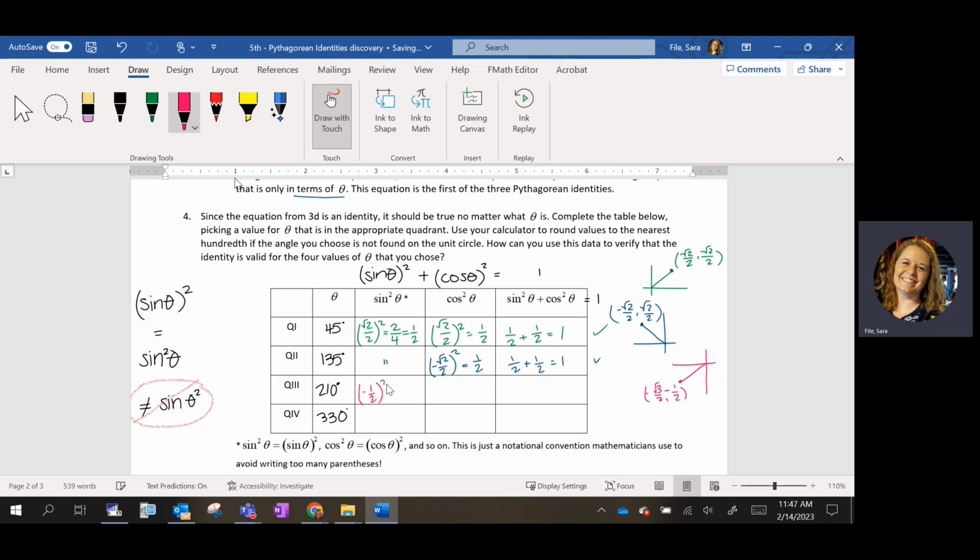So when I square that, the negative becomes positive, and we said if we square a fraction, we square the top and the bottom. So 1 squared is still 1, and 2 squared is 4. So that comes out to 1/4.